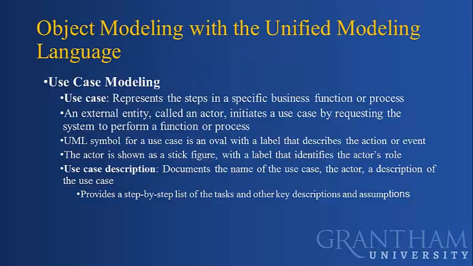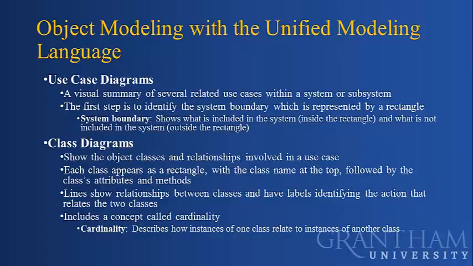Object modeling with the Unified Modeling Language. Use case modeling. A use case represents the steps in a specific business function or process. An external entity called an actor initiates a use case by requesting the system to perform a function or process. The UML symbol for a use case is an oval with a label that describes the action or event. The actor is shown as a stick figure with a label that identifies the actor's role. A use case description documents the name of the use case, the actor, and a description of the use case. It provides a step-by-step list of tasks and other key descriptions and assumptions.